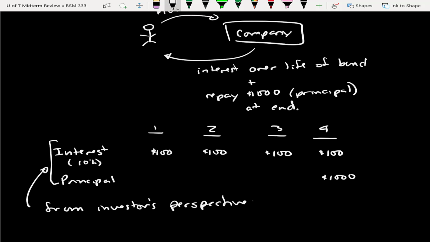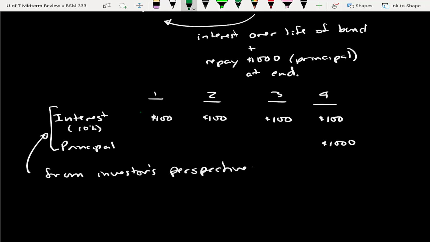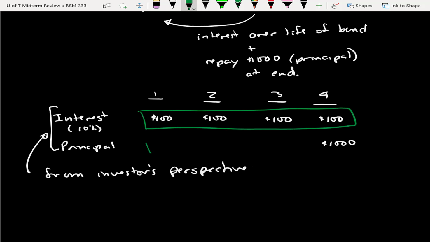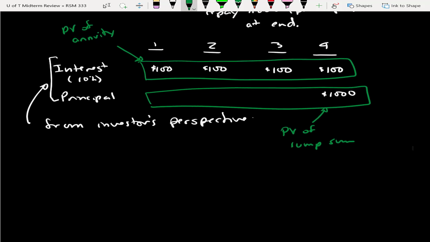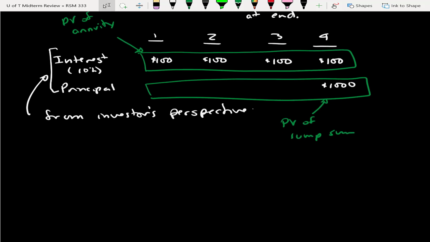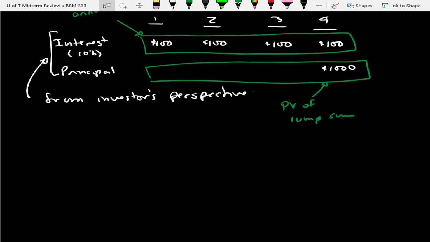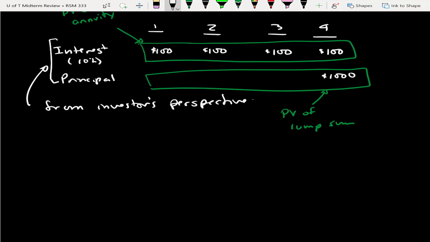So if I'm doing a valuation of this, what would I do as a value? I can see that these two things are different. This is an annuity. So if I took the present value of an annuity, I would get the value of this interest stream. This is a lump sum. So if I take the present value of the lump sum, I would get the value of the principal. If I add the two together, I get the value of the bond. And we're just going to use those present value formulas. Okay. Before I start using them, let's go over a couple of key terms.